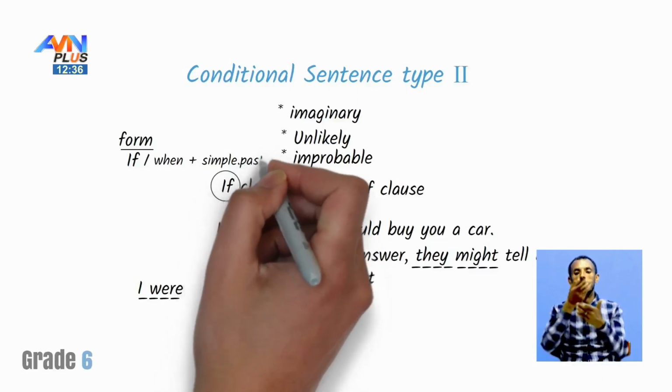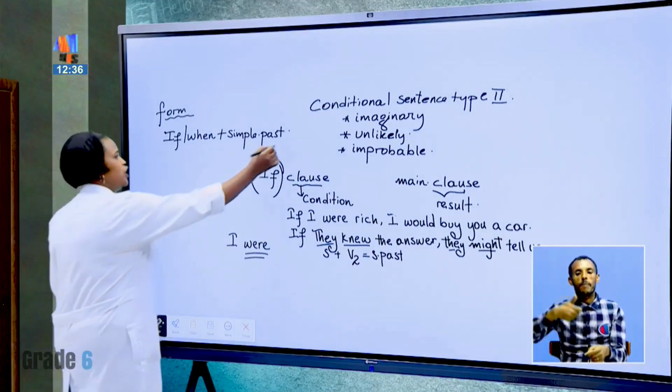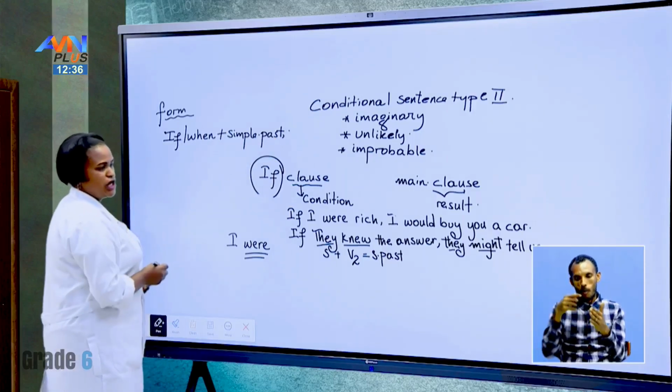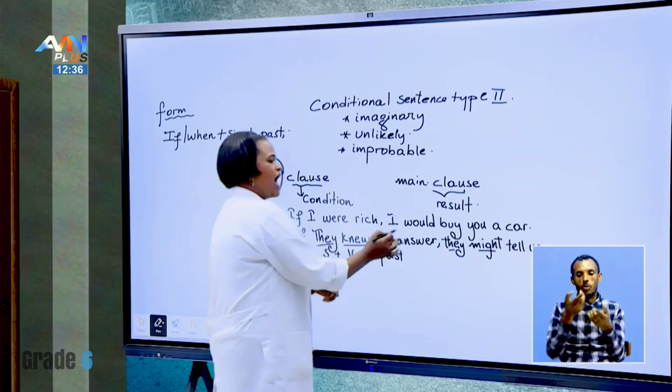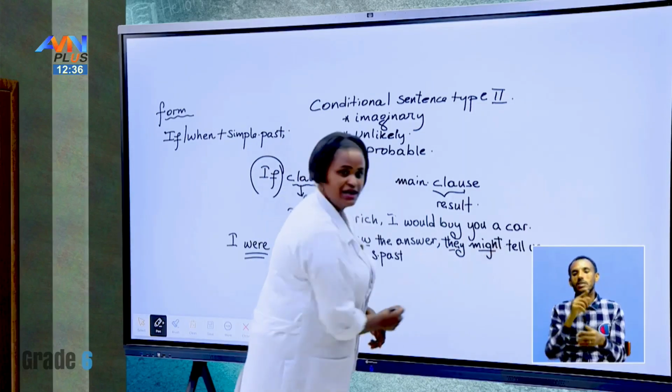This is what? The if clause. Let's go to the main clause. Then, comma, then our main clause, what do we have here? I would buy you a car, or they might tell us.